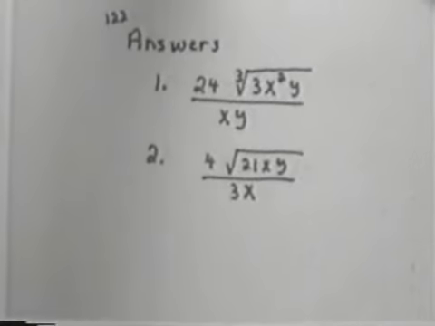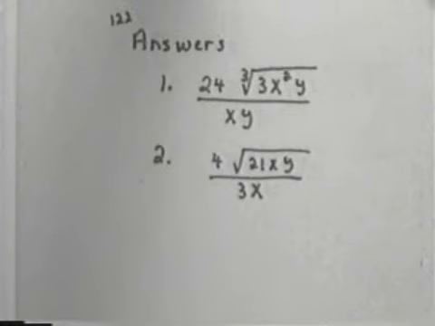Here come your answers. The answer to the first one is 24 times the cube root of 3x squared y divided by xy. The second one, 4 times the square root of 21xy divided by 3x. If you disagree with either answer, be sure to check with someone.